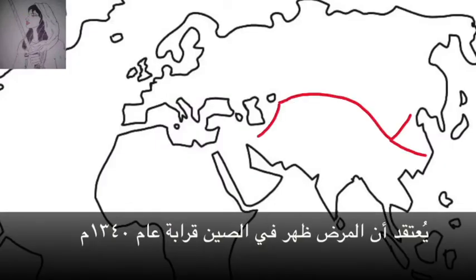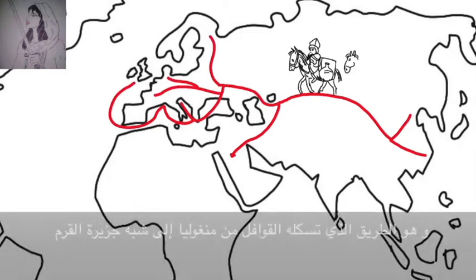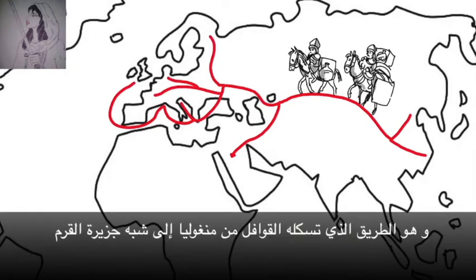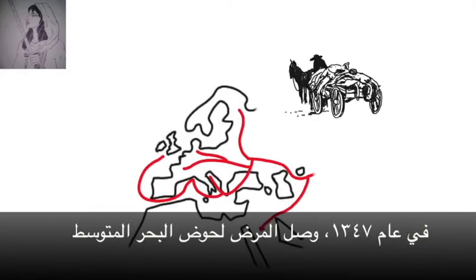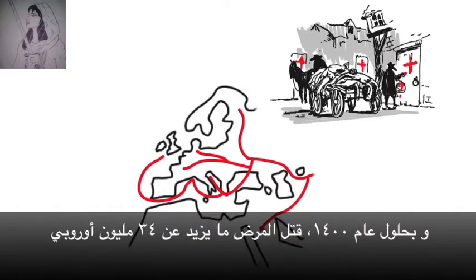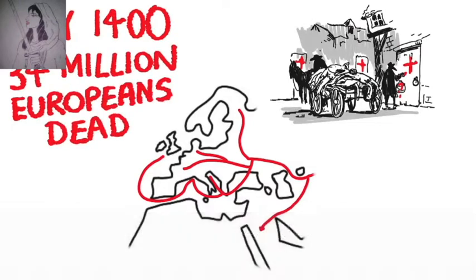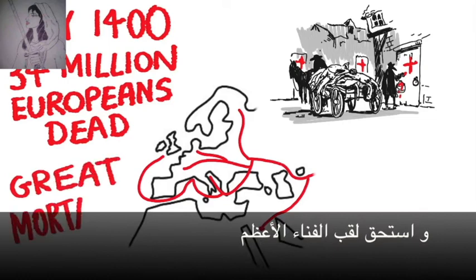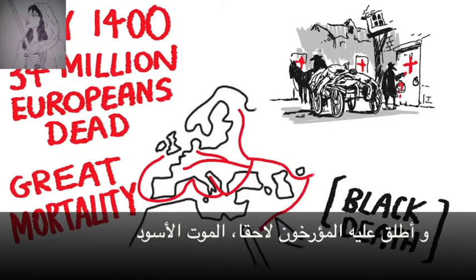It is thought the plague originated in China in around 1340, spreading west along the Silk Road, the caravan route running from Mongolia to the Crimea. In 1347, the plague reached the Mediterranean, and by 1400 it had killed in excess of 34 million Europeans, earning it the title, the Great Mortality. It was later historians who called it the Black Death.